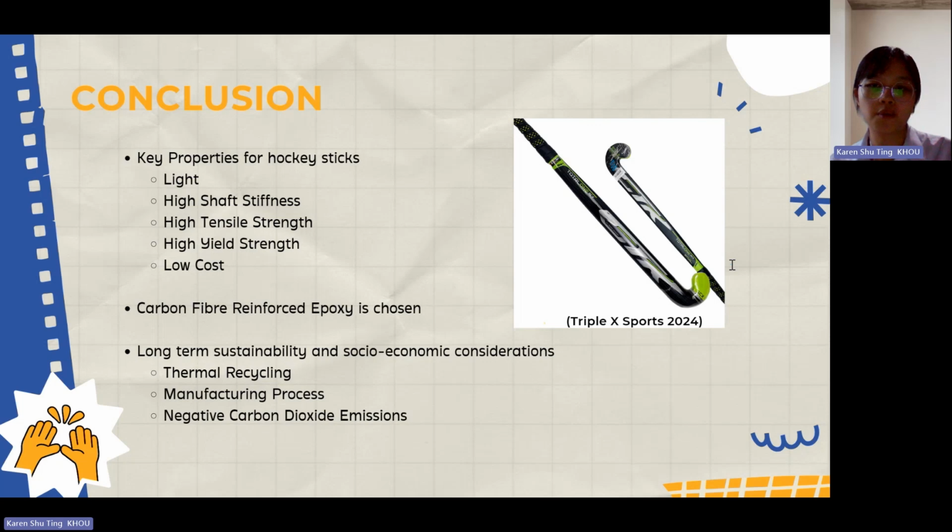In addition, we also discussed the long-term sustainability and socio-economic considerations of carbon fiber reinforced epoxy, which includes these three relevant issues, which is recycling, manufacturing process, and carbon dioxide emissions.